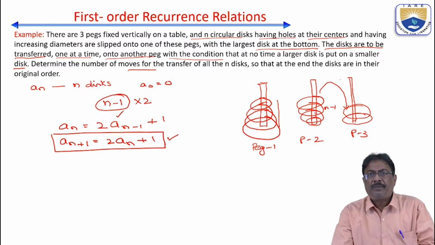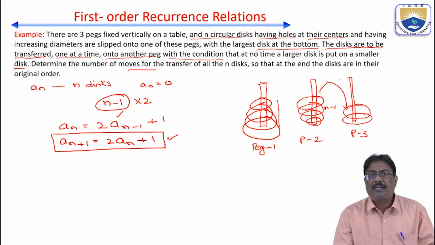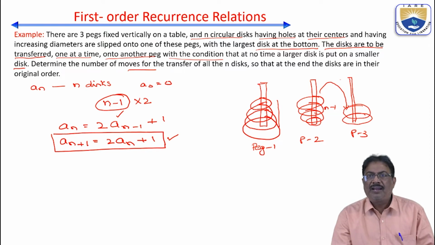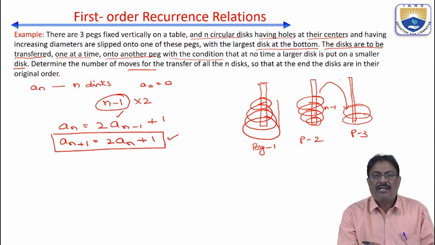Now to solve this recurrence relation, we are going to find the nth term, that is, determine the number of moves needed to transfer the discs. If n is unknown, we are going to verify if n is equal to 5, what is the number of movements, n is equal to 10, what is the number of movements, n is equal to 15, what is the number of movements. For that we are going to solve this recurrence relation.